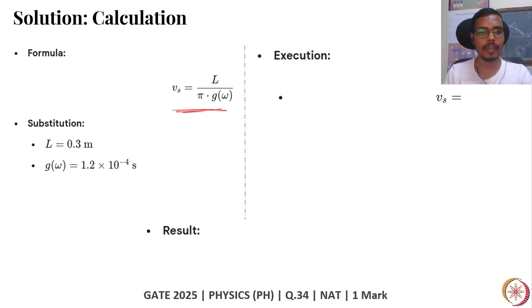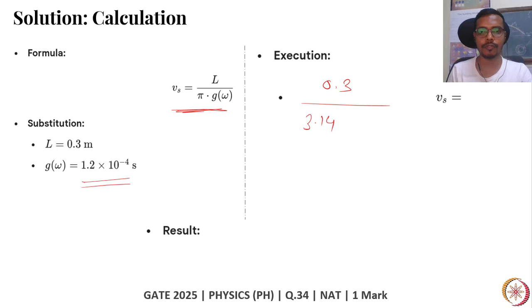Now if you substitute the values, L is 0.3 meters, pi is approximately 3.14, and g of omega is given as 1.2 times 10 to the power minus 4. So we get 0.3 divided by 3.14 times 1.2 times 10 to the power minus 4. If you simplify this, you will get around 795.77. Rounding to one decimal place, our final answer is 795.8 meter per second.